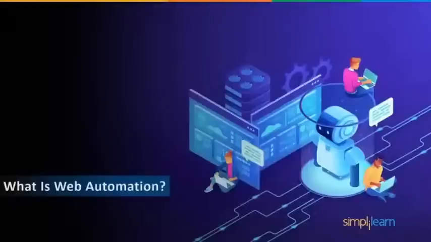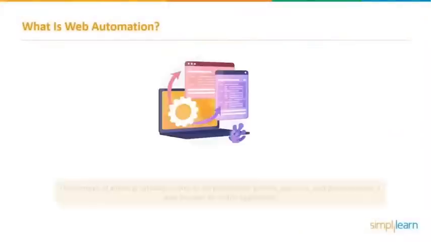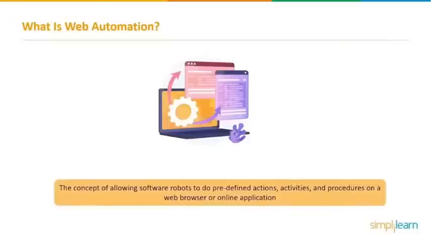What is web automation? The concept of allowing software robots to do predefined actions, activities, and procedures on a web browser or an online application is known as web automation. Web automation can help with operations like form filling, screen scraping, data extraction, and transfer across apps, websites, and testing and periodic report preparation.